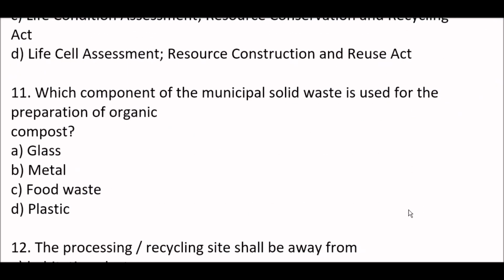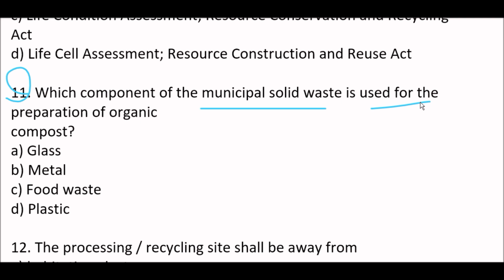Okay, next question. Which component of the municipal solid waste is used for the preparation of organic compost? Option A, glass. Option B, metal. Option C, food waste. Option D, plastic.